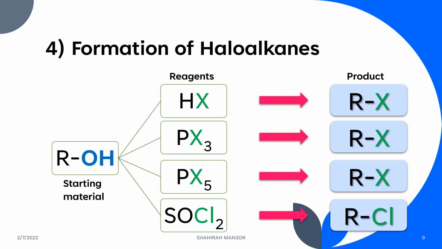Next reaction is formation of haloalkanes. So here we are going to react this alcohol dengan HX, PX3, PX5 dan juga SOCl2. SOCl2 ni nama dia adalah thionyl chloride. Okay, so untuk HX, PX3 dan juga PX5, that X could be chlorine, bromine, iodine, and even fluorine. Okay, so we can simply substitute HX ini dengan these halogens.